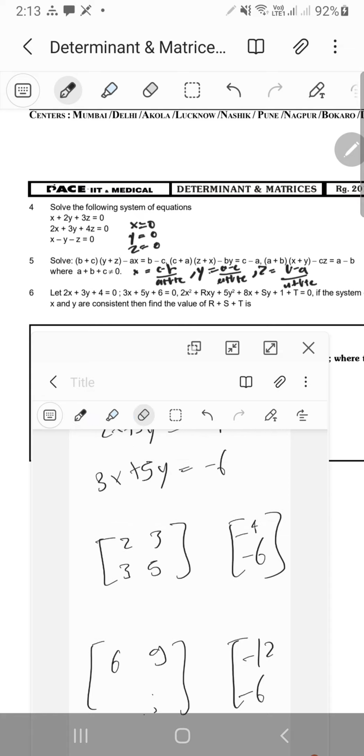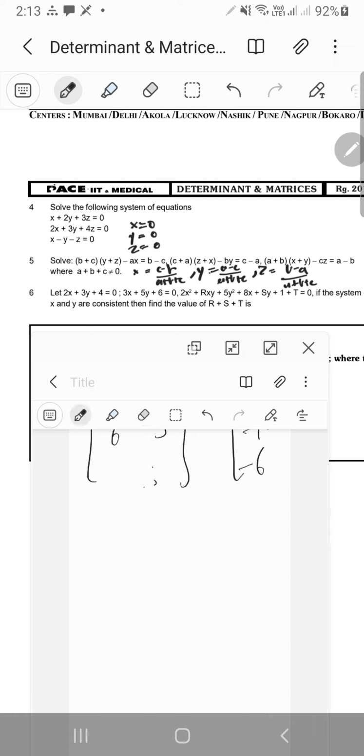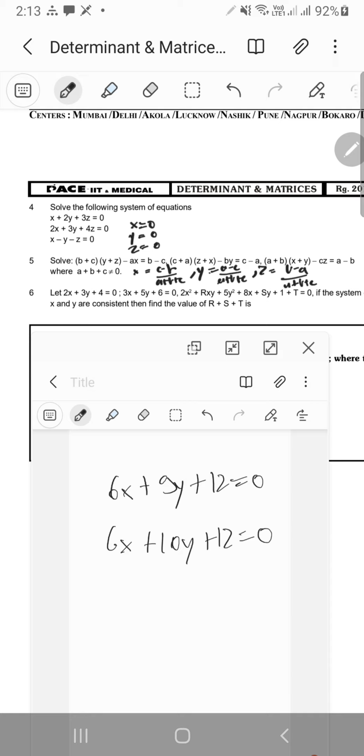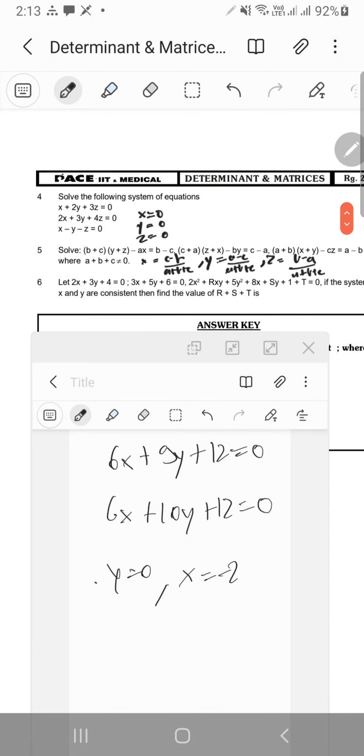Wait, what? That's not correct. Multiply this thing by 3, you just get 6x plus 9y plus 12 equal to 0. Multiply that thing by 2, you just get 6x plus 10y plus 12. Yeah, it's okay, no big deal. So the only thing that it's saying is that y is 0. So y is 0, that means x is minus 2.